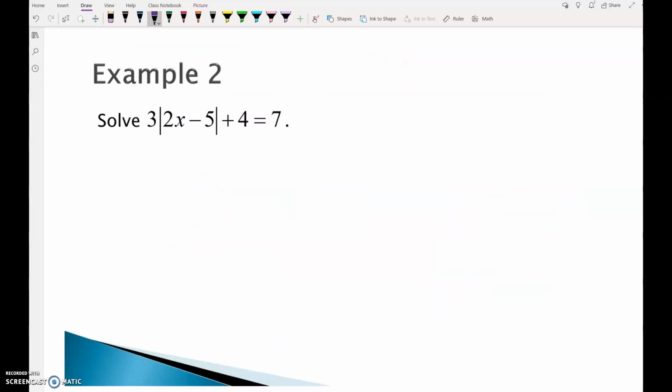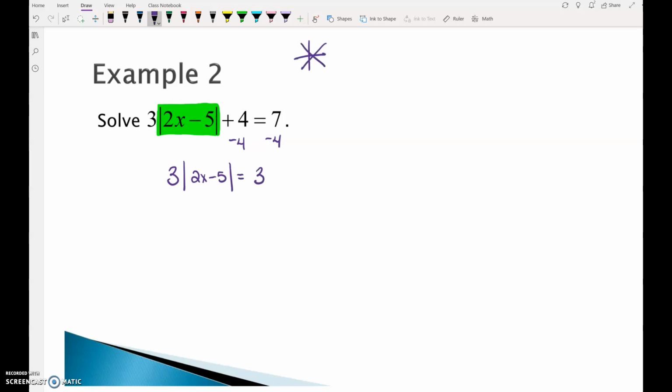Your first step when solving absolute value equations is going to be to isolate the absolute value. You want to get the absolute value to be completely by itself before you do anything else. So what should we do first? Subtract 4. So we have 3 times the absolute value of 2x minus 5 equals 3.